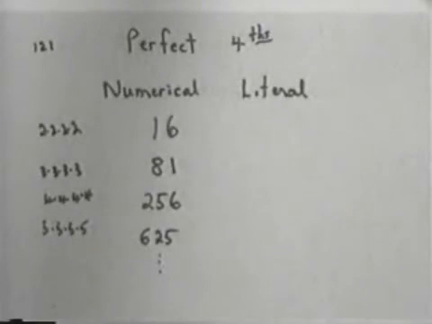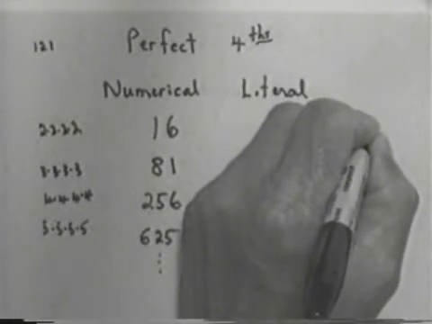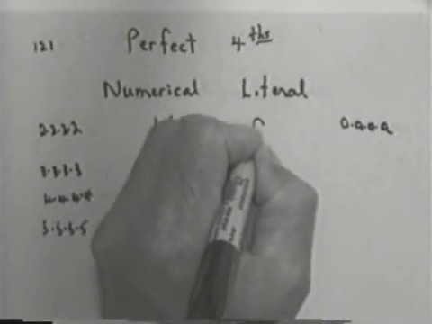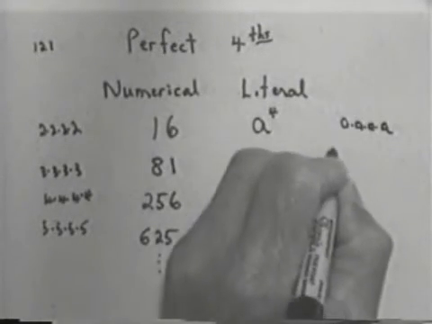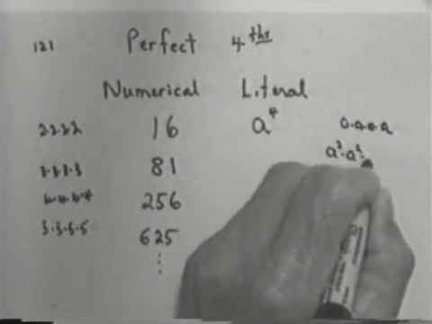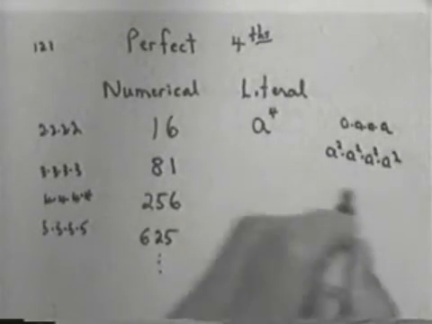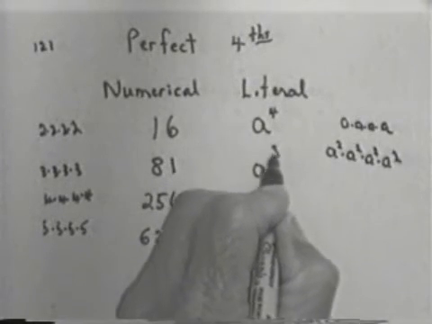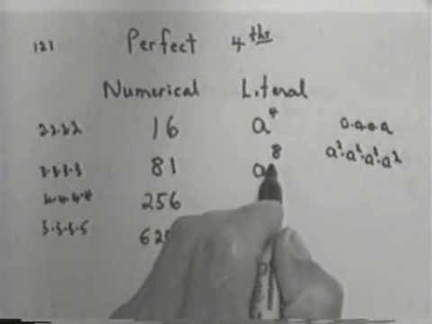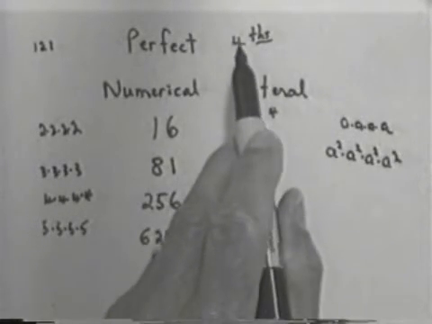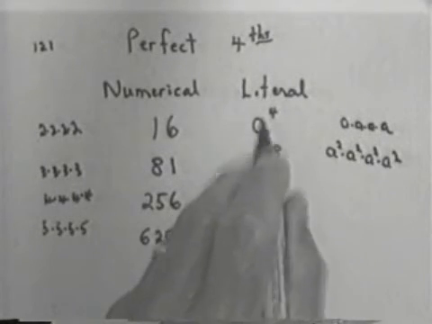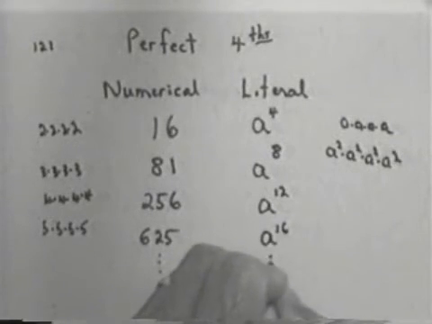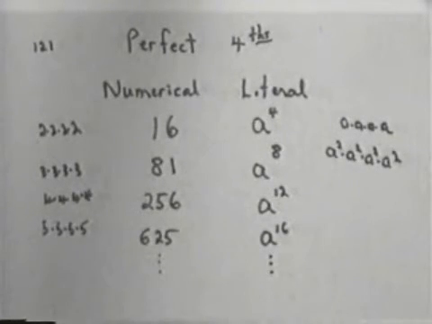Now we need to do the literal fourths. So I do A times A times A times A. Well, I've used A as a factor 4 times, so I would have A to the 4th. Then I can do A squared times A squared times A squared times A squared. That would be A to the 2 plus 2 is 4, 4 plus 2 is 6, 6 plus 2 is 8. Well, the exponents will be multiples of 4, since we're doing fourth powers. So it'll be A to the 4th, A to the 8th, A to the 12th, A to the 16th, and so forth.